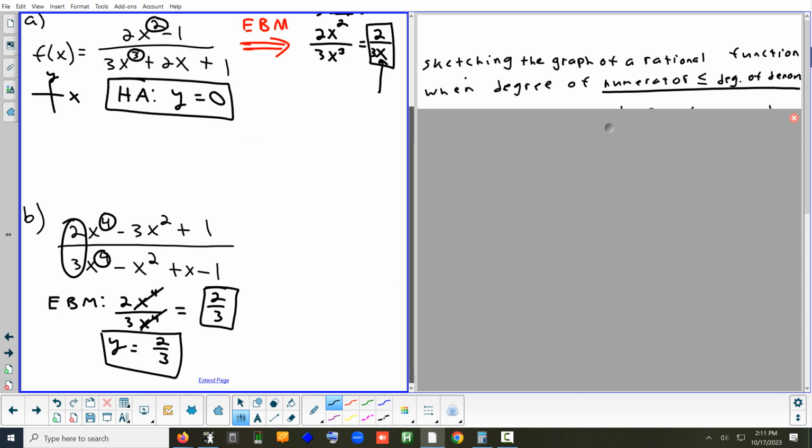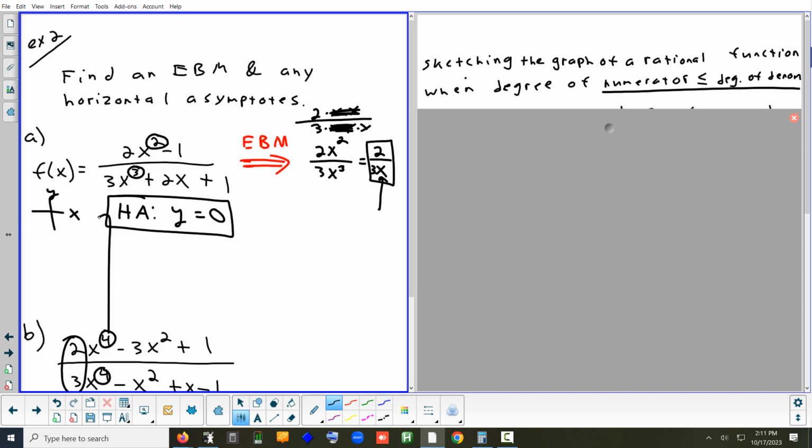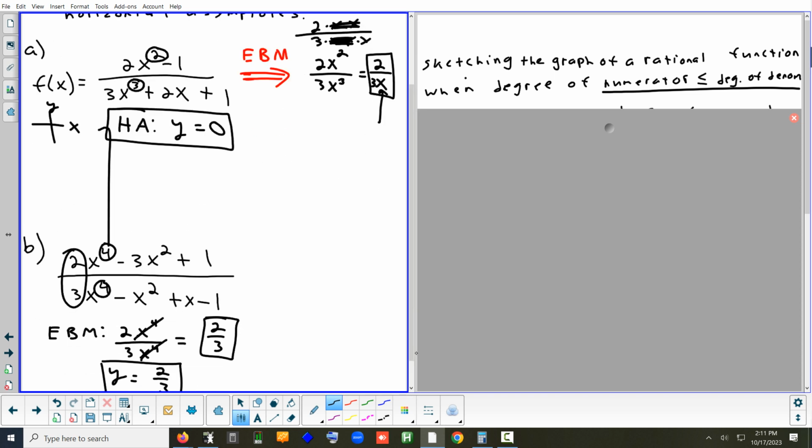In example 2b, the degree of the numerator was how much? What was the degree of the numerator in 2b? Numerator is x to the power 4. So what's the degree? The degree would be 4. And what was the degree of the denominator?